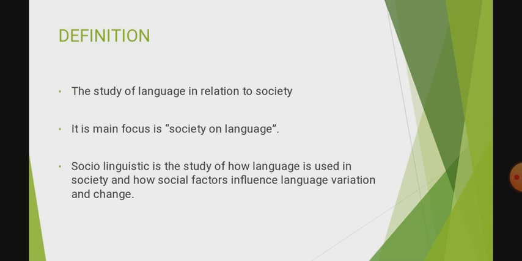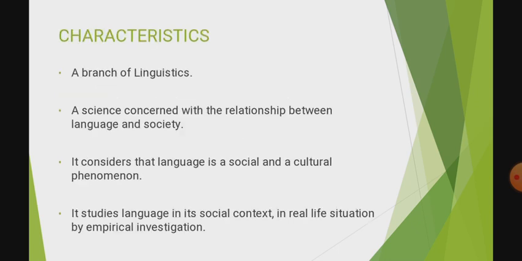The effect of society on language means the language is affected by society. Second one, sociolinguistics is the study of how language is used in society and how social factors influence language variation and change. Sociolinguistics is the study of how society affects any language, causing variation and changes in language. So let's move forward.